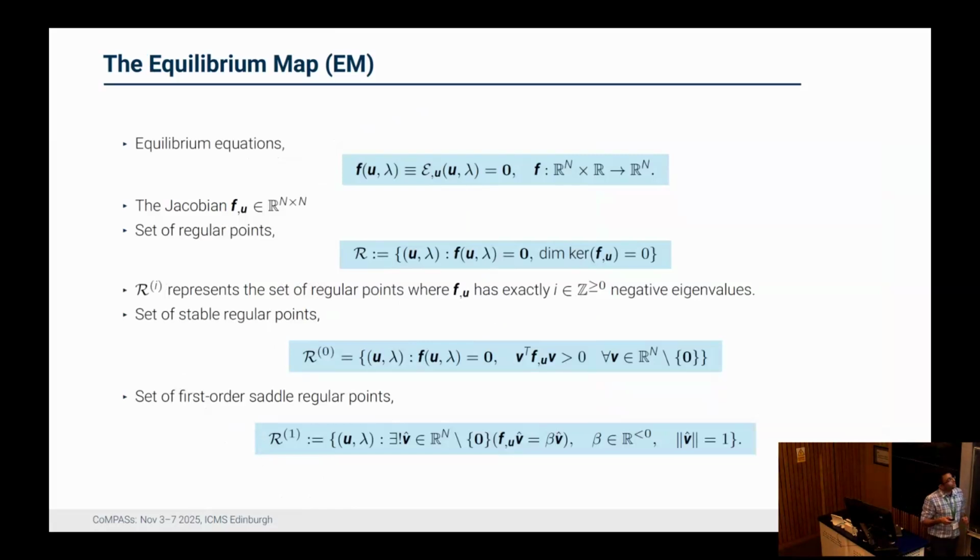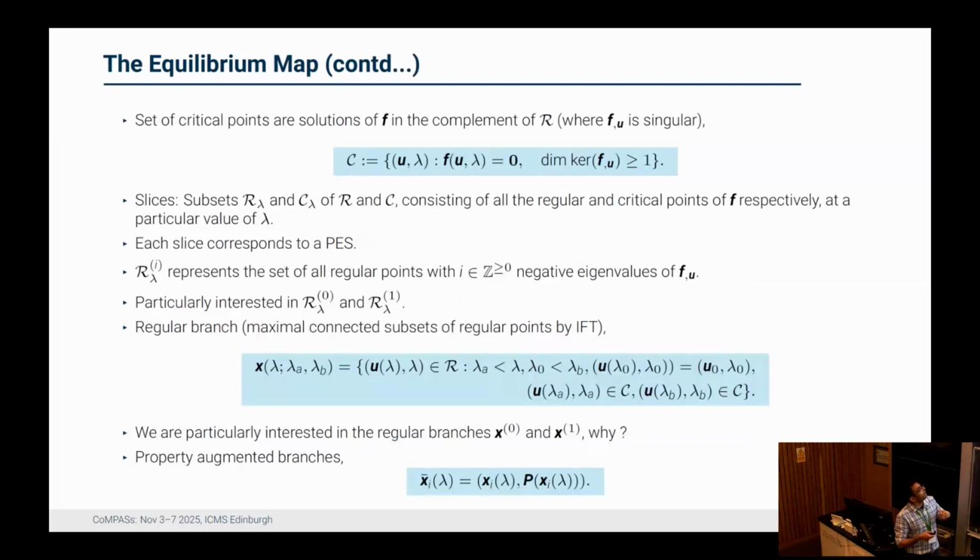So we define certain things. We know what equilibrium points are, and we know what regular points are. Regular points are the solutions during the path following. And then we can segregate these regular points into different types. One is R0, which are the stable points, and R1, the first order saddle points, and you can go to higher order saddle points, but from a statistical mechanics point of view, they are not important. And you can also define critical points.